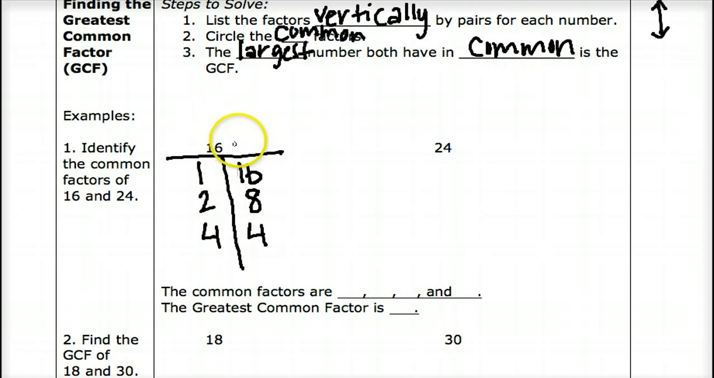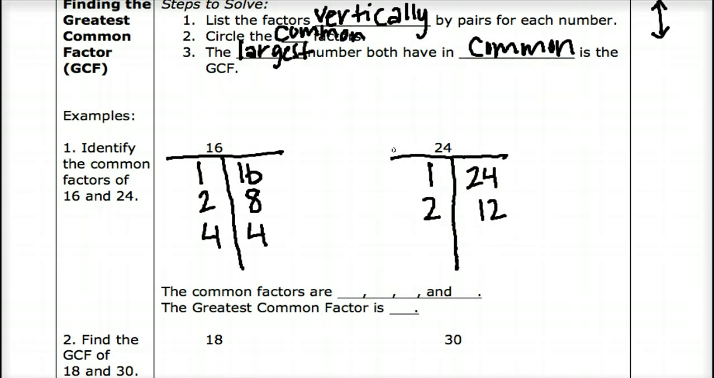So we've kind of met in the middle here, and we don't need to worry about this number anymore at all. So we're going to skip over to the 24, and we're going to do the same thing, make a T-chart, and start out with 1 times the number itself. So we have 1 times 24 equals 24. 2 times 12 equals 24. 3 times 8 equals 24. And 4 times 6 equals 24.